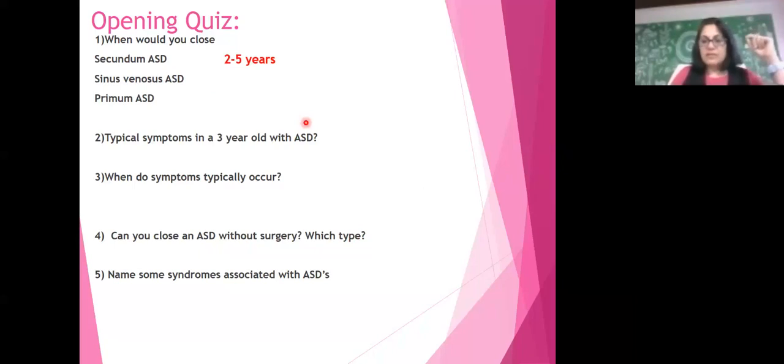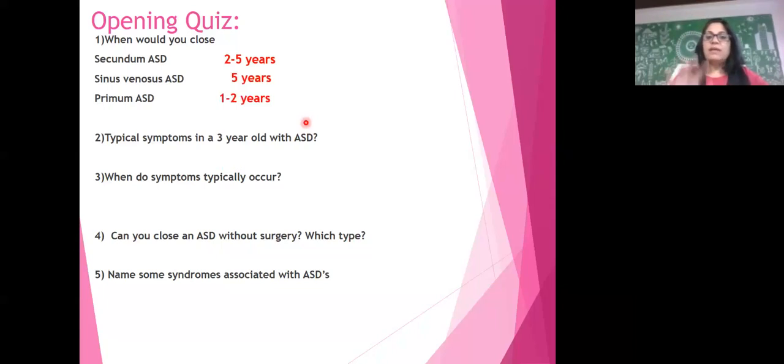When would you close sinus venosus ASD? Sinus venosus ASD, around 4 to 5 years. And I'll go into why it's different. Primum ASD, when would we close primum ASD? Anyone? Primum ASD? Okay, so 1 to 2 years.